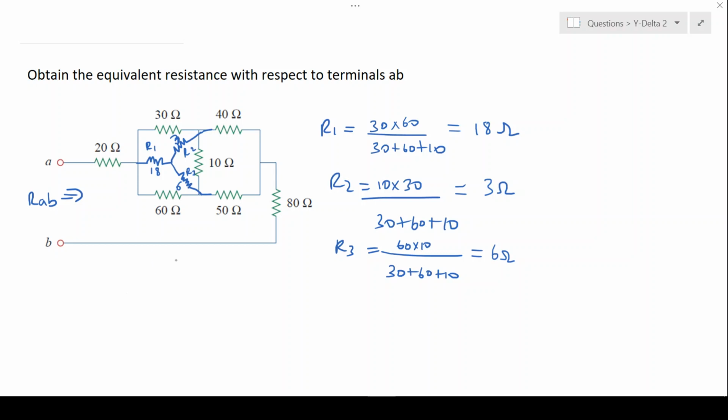Now we should be able to see that the 3 ohm and the 40 ohm are in series, which will give us a 43 ohm resistor. The 6 ohm and the 50 ohm are also in series, which will give us a 56 ohm resistor. And you've got your 80 ohm resistor. And you have your 18 ohm resistor in series with your 20 ohm resistor.